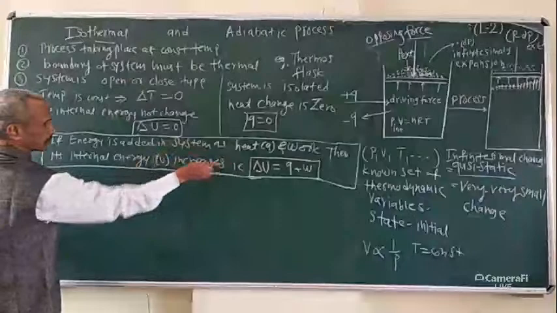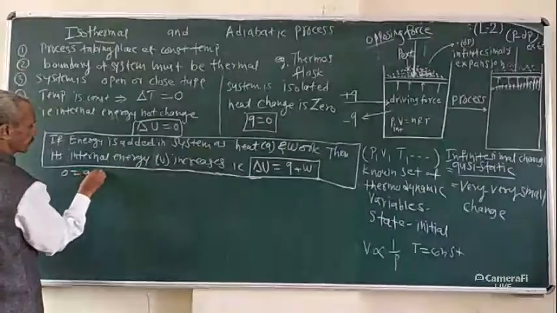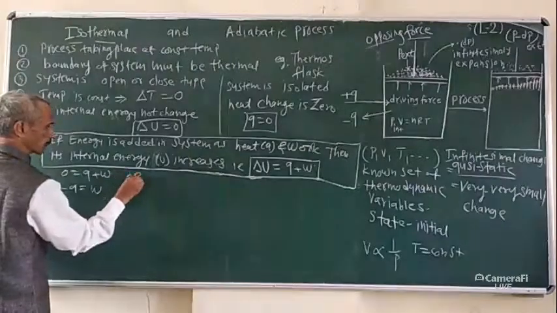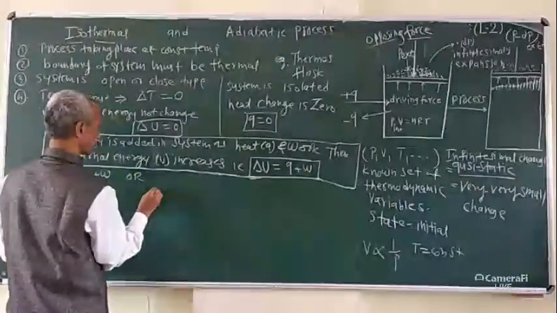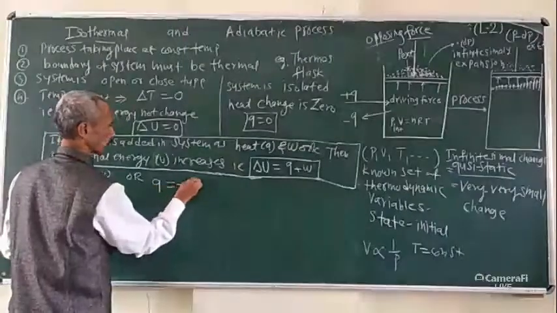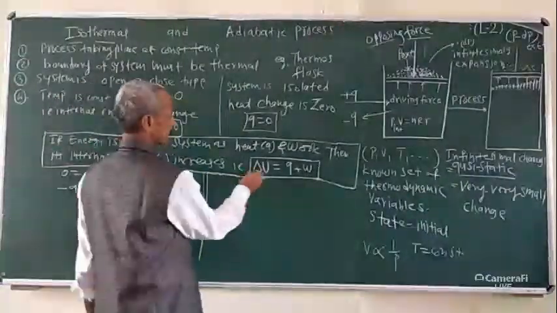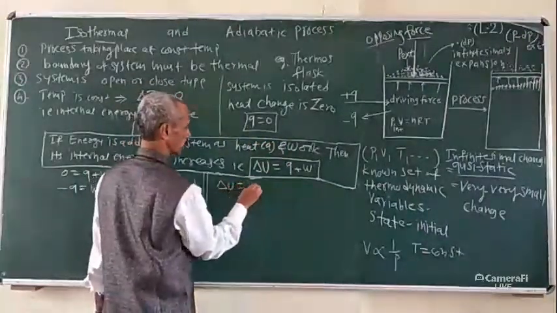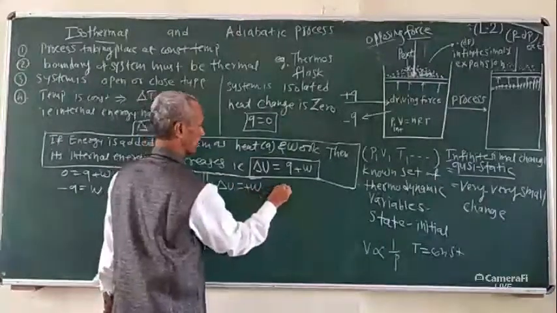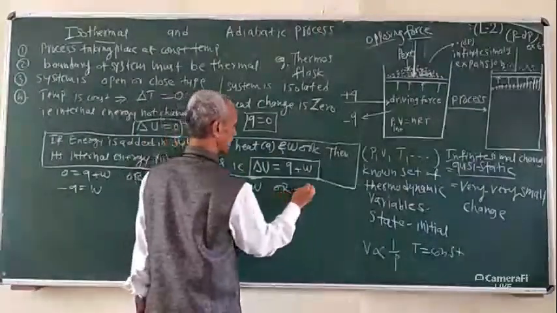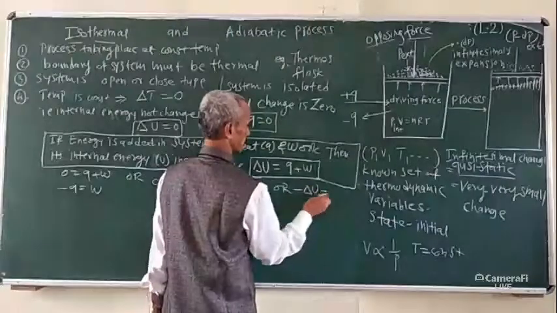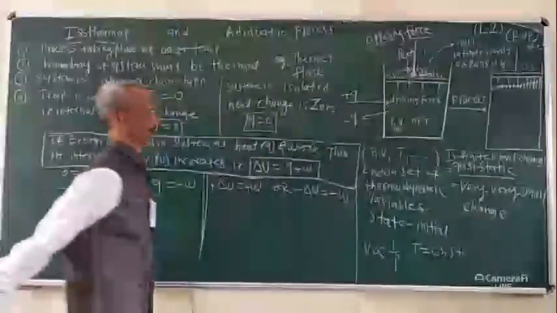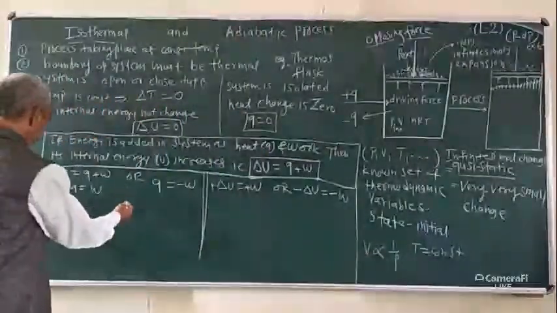Here, delta E is equal to 0. So 0 is equal to Q plus W. Therefore, minus Q is equal to W, or also Q is equal to minus W. Then, in the case of the adiabatic process, Q is equal to 0. Therefore, delta E is equal to W. Secondly, this can also be written as minus Q is equal to minus W. What does it indicate? Consider one by one.